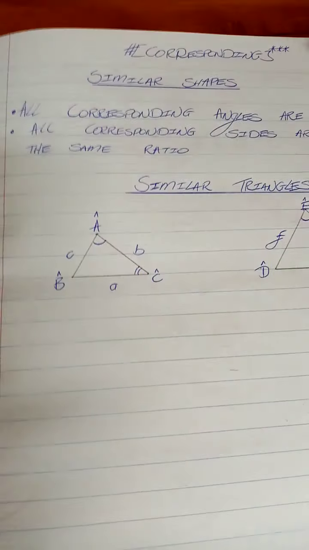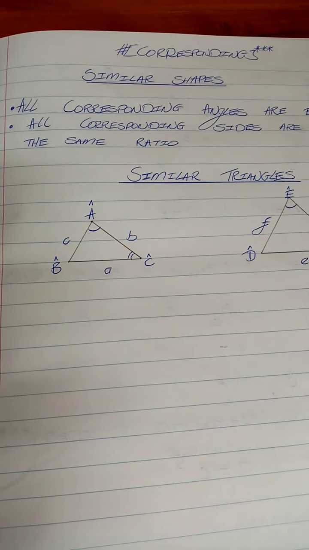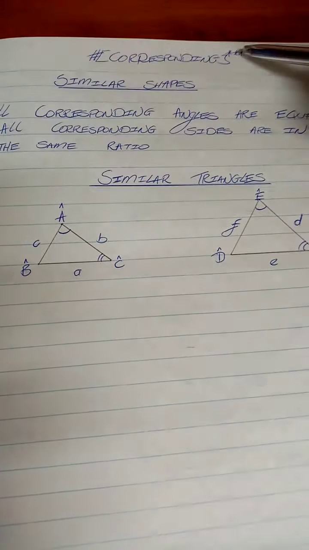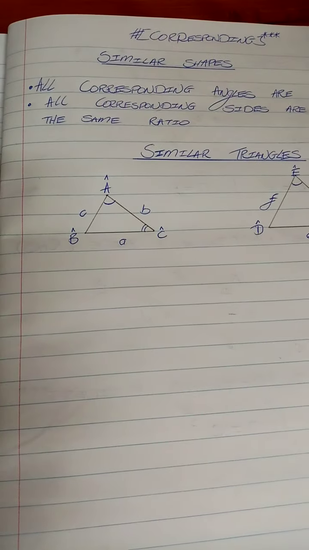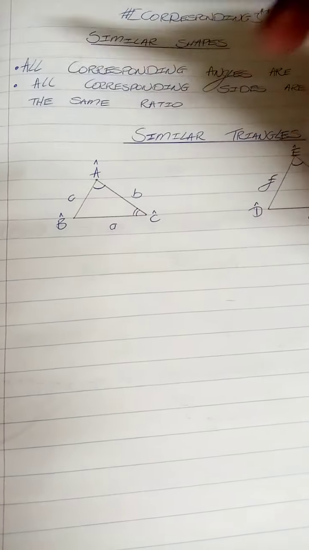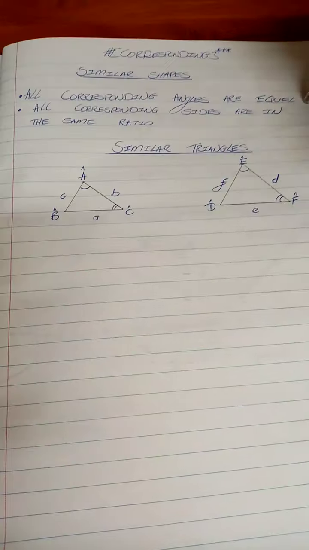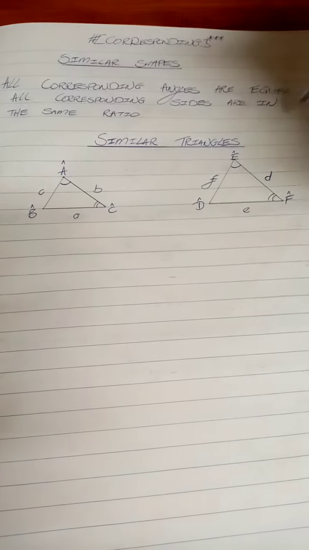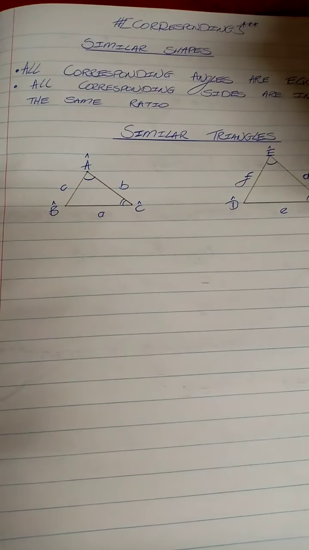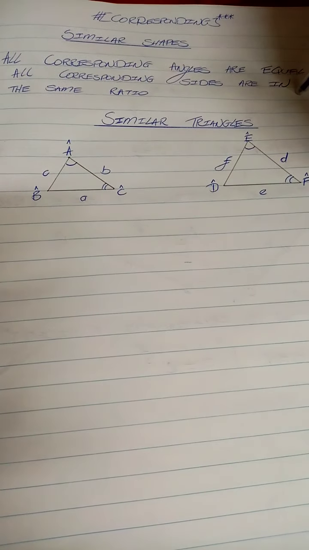We are now looking at similar shapes. As with the previous video on congruency, the important part here is the corresponding. So basically, let us look at similar shapes. The rules of similar shapes are that all corresponding angles are equal, and all corresponding sides are in the same ratio, not equal as with congruency.